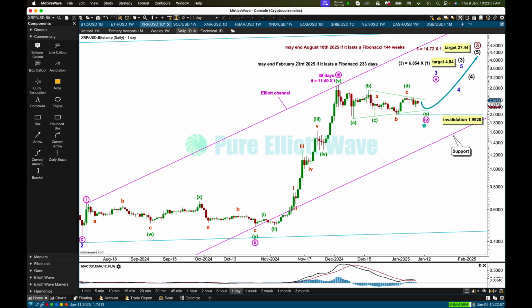I don't think that my Newt Wave 4 is complete and my Newt Wave 5 is underway. When my Newt Wave 5 begins, I'm expecting it to be quite explosive. So I expect we now have an incomplete triangle for my Newt Wave 4, still with reasonable proportion to the double zigzag of my Newt Wave 2 and perfect alternation.